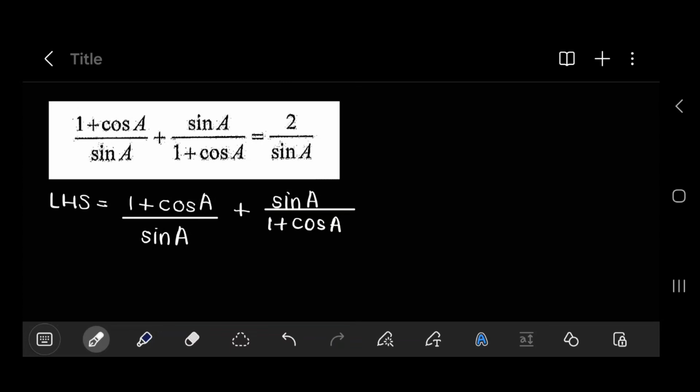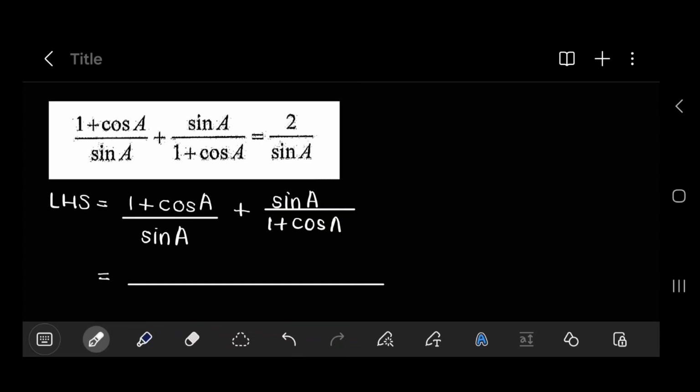The first fraction is 1 plus cos A over sine A, plus sine A over 1 plus cos A. Now, seeing that we have two fractions added together with different denominators, we know that we need to get the denominators to be the same. So we can get this to be one fraction by applying the rule that we learned in the previous video.